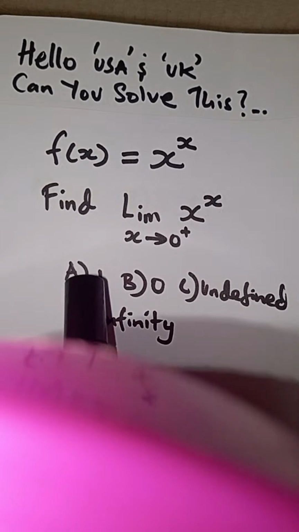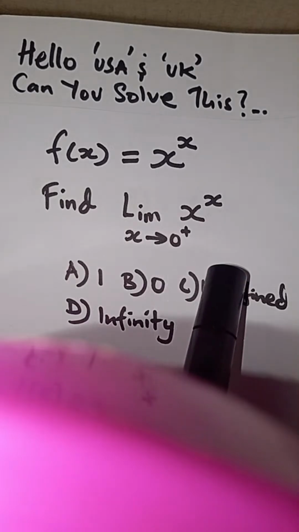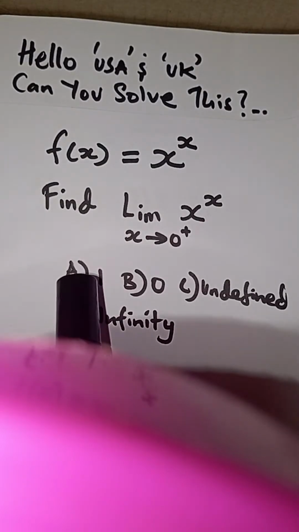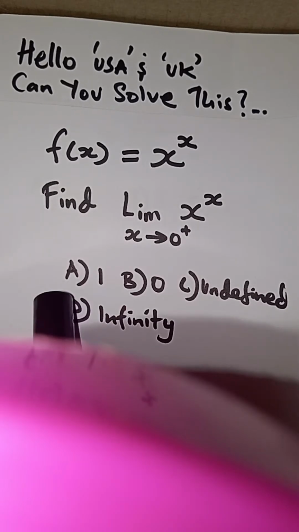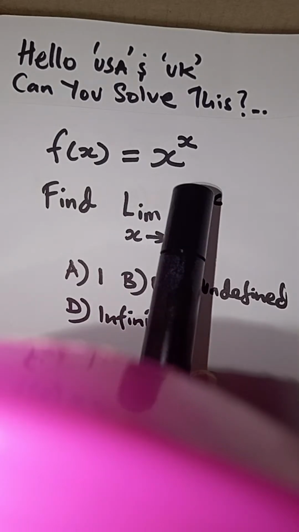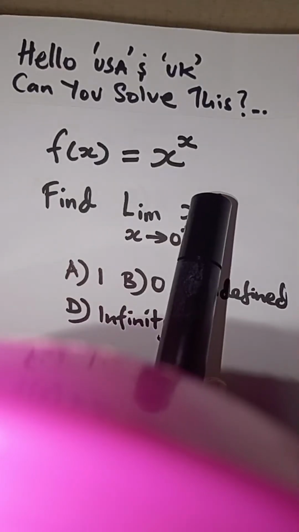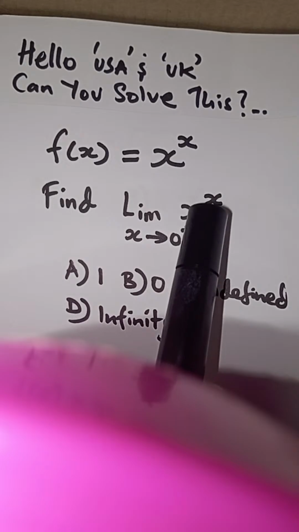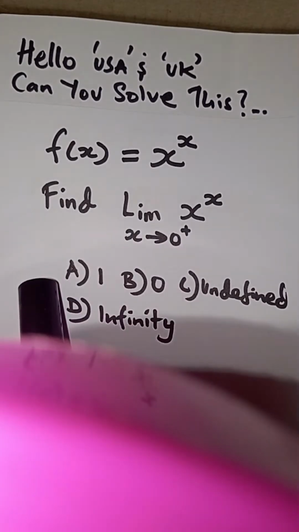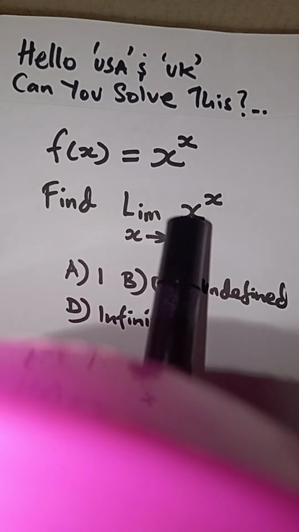Do we get the solution as A is 1, B is 0, or undefined? Because we are told to find the limit of x raised to the power x as x goes towards the positive side of 0.